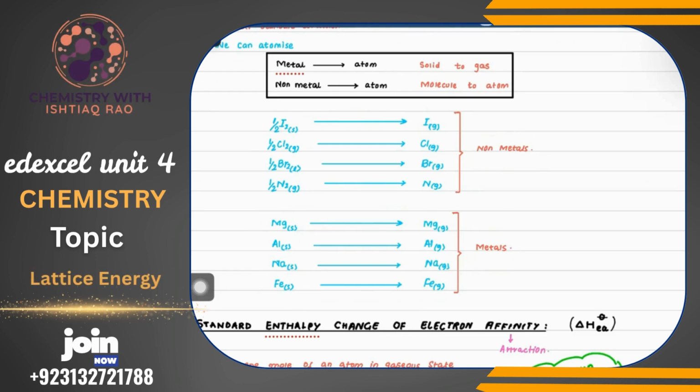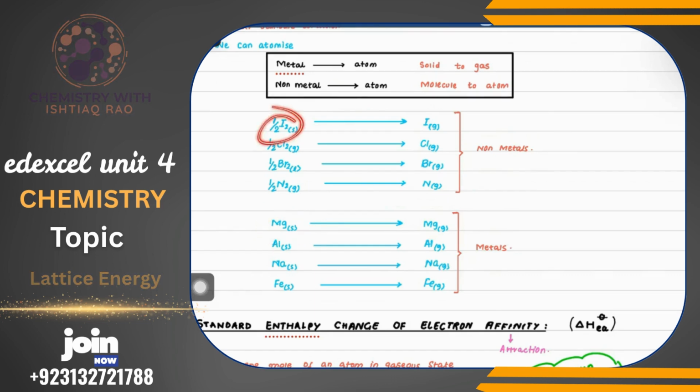You know why? Because in the solid state, the particles are attracted together in a stronger manner. And when we are going to convert this solid into the gas, we are going to overcome the force of attraction. So we are providing energy and the solid is going to absorb energy. That's why the process is endothermic.